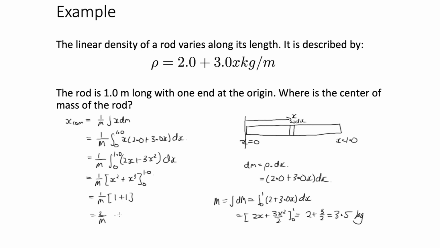So this tells us that the x for the center of mass is equal to 2 divided by 3.5, which is equal to 0.57 meters. Okay, so let's just logically check that. That is around about here. Now, it's getting more dense as we get further along to this end. At this end, we've got a density of 2 plus 3, which is 5, whereas down this end, we've got a density of just 2. So we would expect the center of mass to be closer to the right end than the left end.